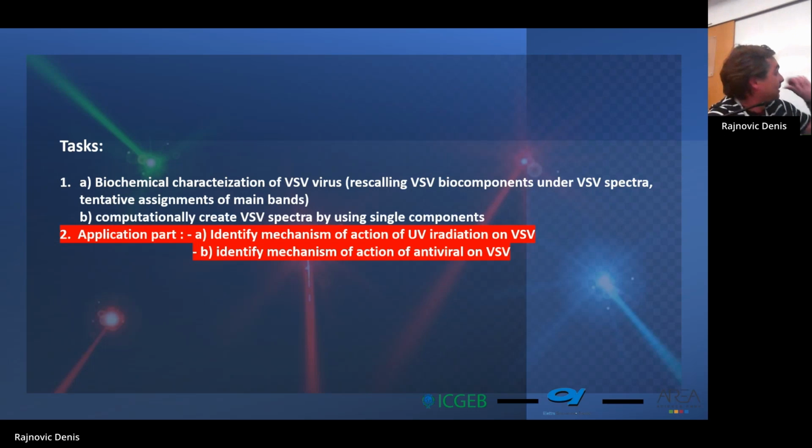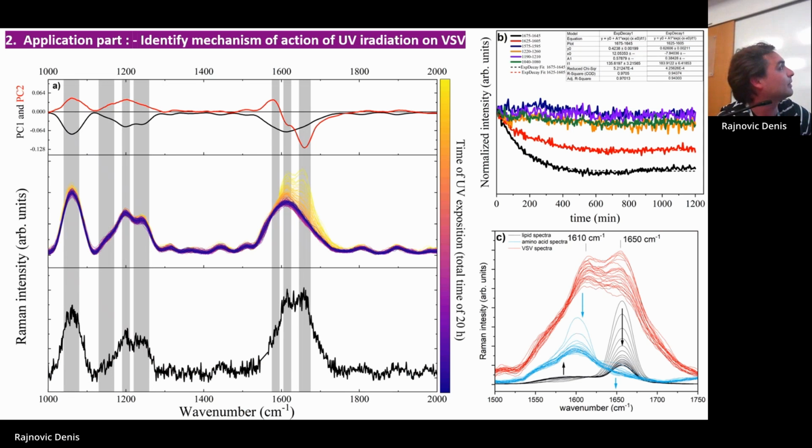So the second task is about the application part. I will show you how deep UV Raman spectroscopy can be used to identify the mechanism of action of UV radiation on the virus, and also the mechanism of action of antiviral treatment on the virus. So let's begin. Okay, I will simplify this.